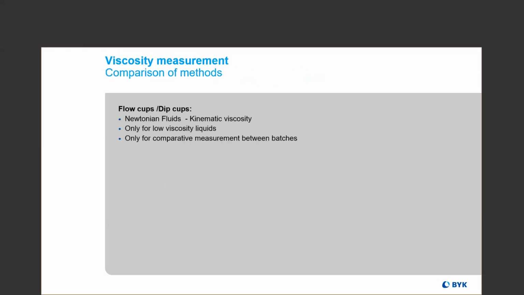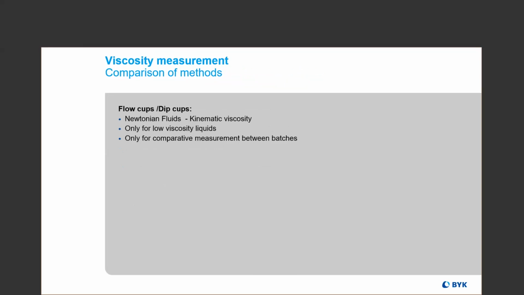So here we have this comparison of methods. This is sort of a summary of what we've talked about. We have flow cups and dip cups. These are where you have a cup of a defined volume and you measure how long it takes your liquid to drain out of the bottom of the cup.